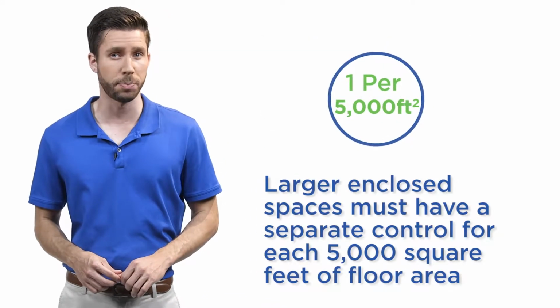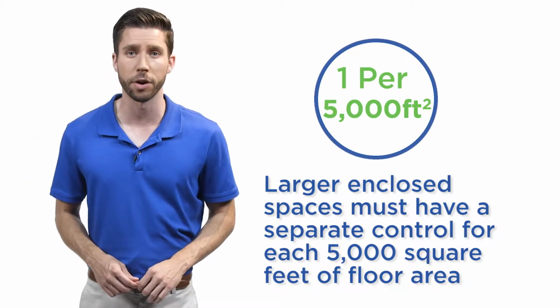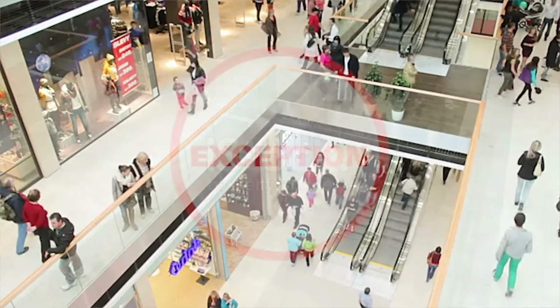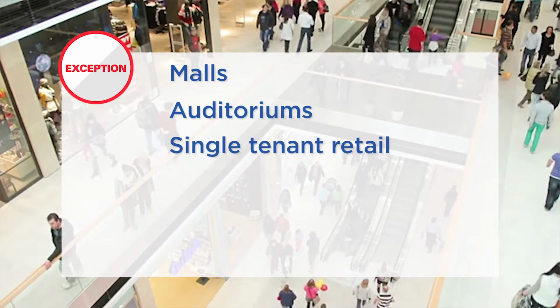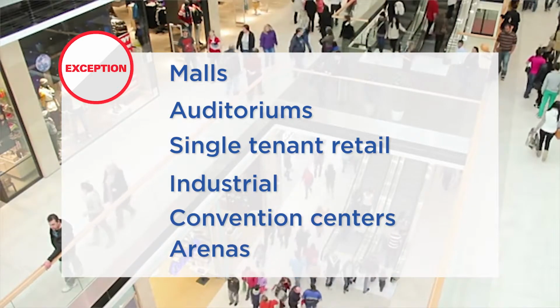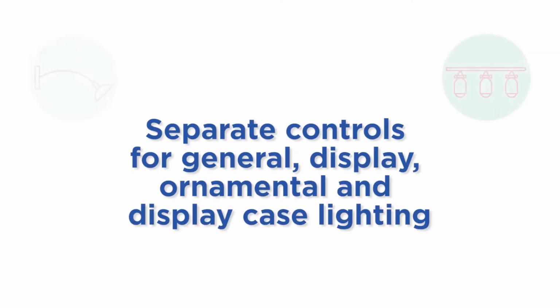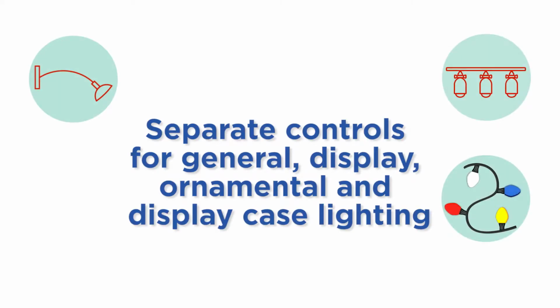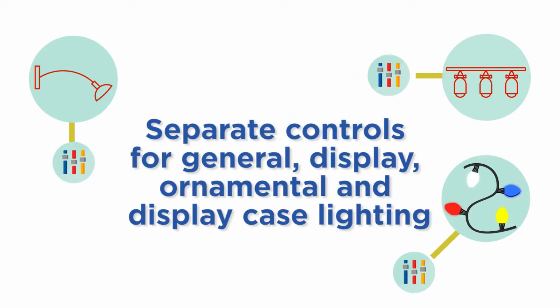For larger enclosed spaces, you must have a separate control for each 5,000 square feet of floor area. There are exceptions. In malls, auditoriums, single-tenant retail, industrial, convention centers, and arenas, the control zone can be as large as 20,000 square feet. Finally, general display, ornamental, and display case lighting must be controlled separately.